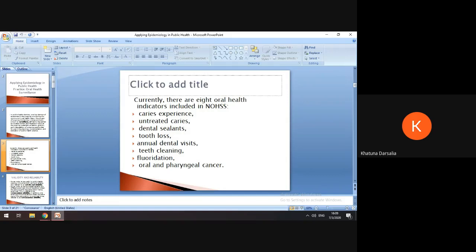National and state level oral health surveillance data are maintained in the National Oral Health Surveillance System, a collaborative effort between the Association of State and Territorial Dental Directors and the CDC. Currently, there are 8 oral health indicators included in the National Oral Health Surveillance System: caries experience, untreated caries, dental sealants, tooth loss, annual dental visit, teeth cleaning, fluoridation, and oral and pharyngeal cancer.